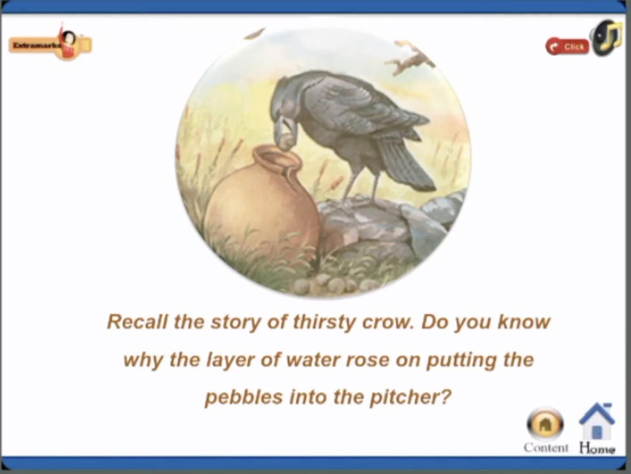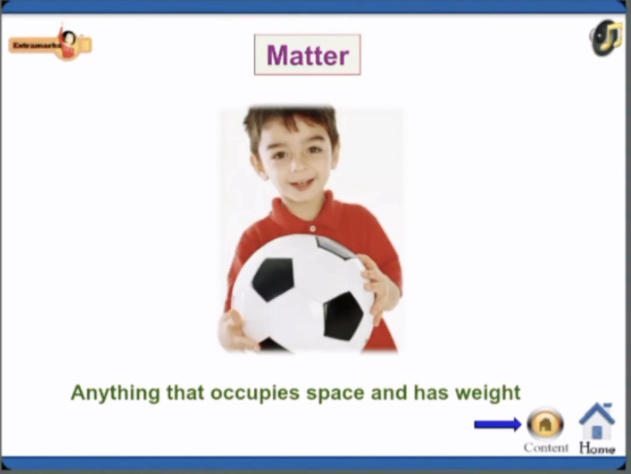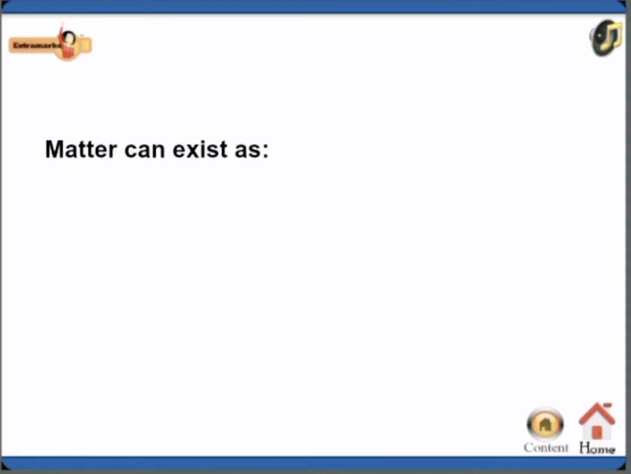Recall the story of Thirsty Crow. Do you know why the layer of water rose on putting the pebbles into the pitcher? Anything that occupies space and has weight is called matter. Matter can exist.